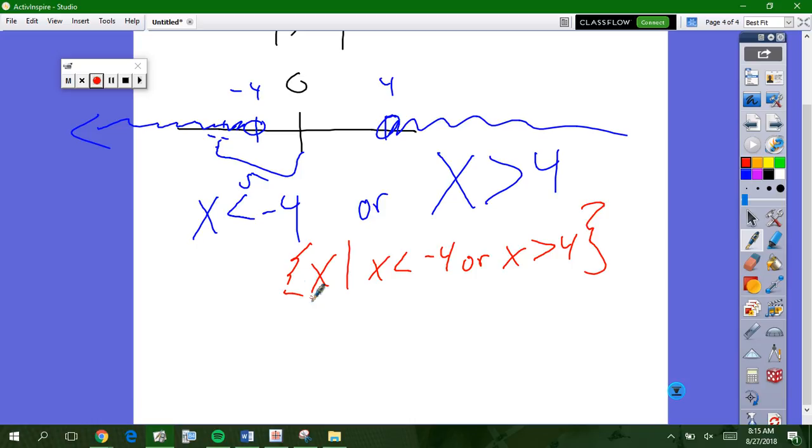What would be our interval notation? How far left do we start? We start at negative infinity. We stop at negative 4. Union, we go from 4 to infinity. Meaning, any number within these ranges should work for our absolute value inequality. Correct? Yes, Landon.